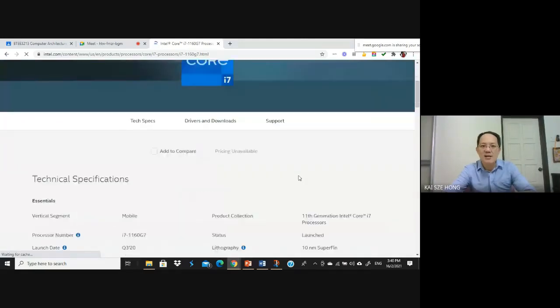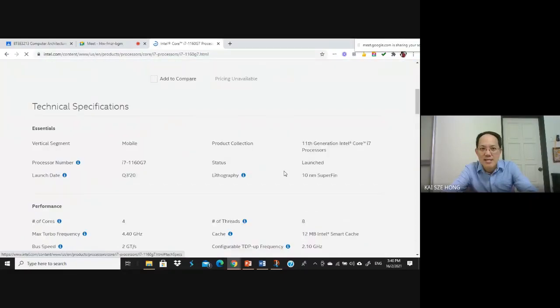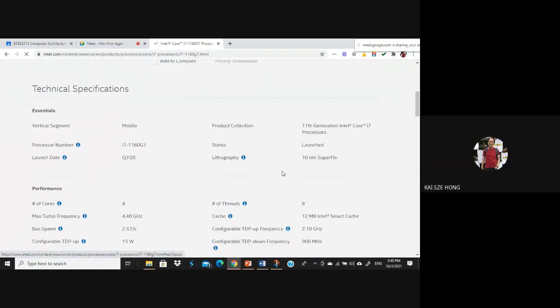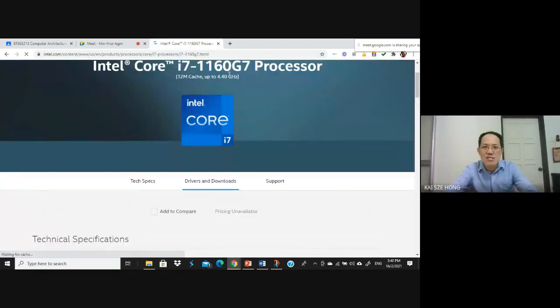Okay, so when you want to search the specs, you go to the technical spec, and then you go and search. This is actually a vertical segment mount. It's the Intel i7-1160G7, 11th generation processor. You see it has 12 megabytes of cache. The clock rate is 4.4 gigahertz.